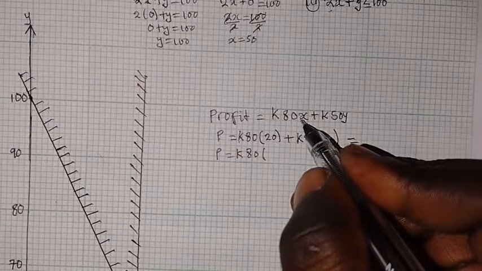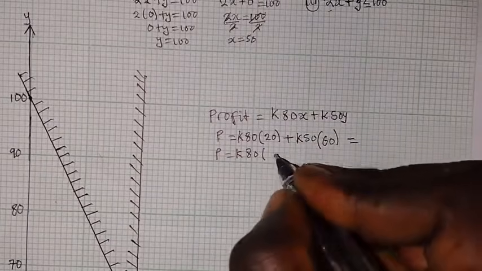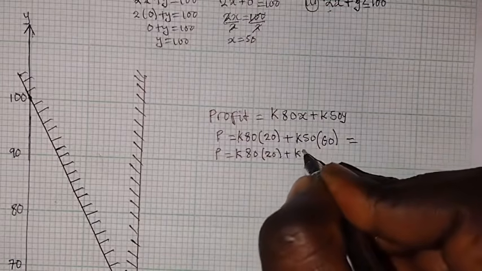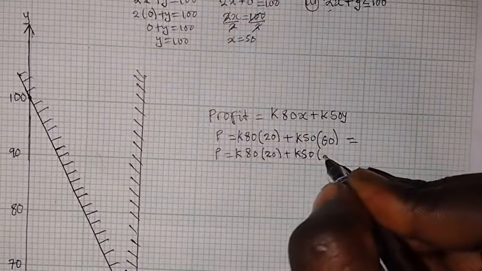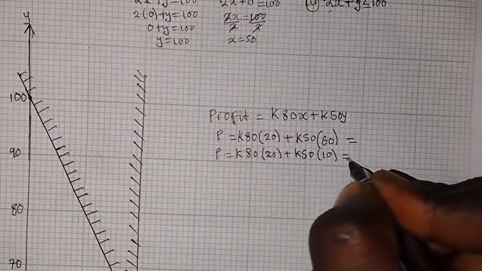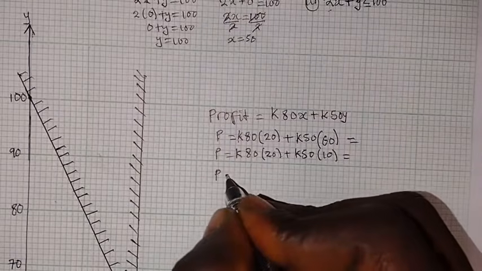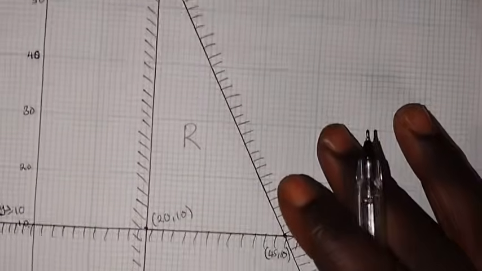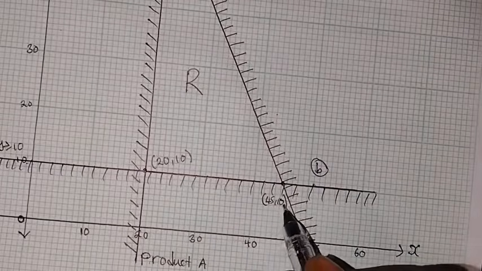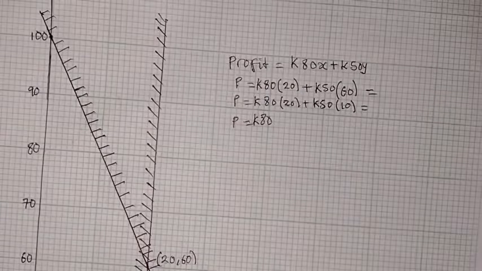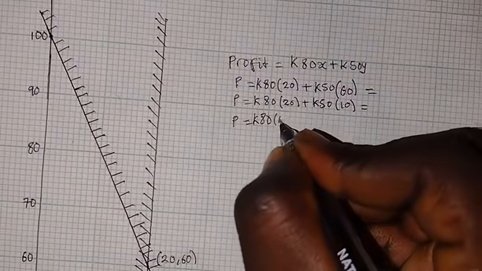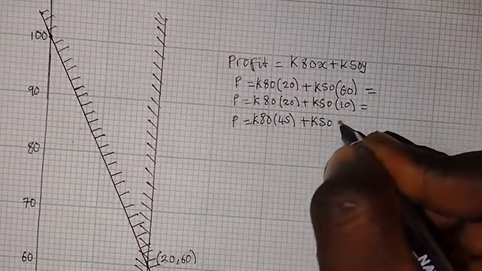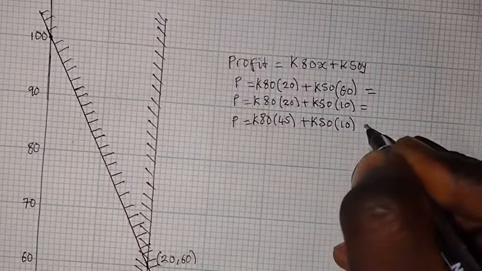So where there is this x, since we are using 20, 10, where there is x, it's a 20 plus 50, where there is a y, it's a 10, equal to. Okay, we go to the third one, profit equal to, we write 80. So our third point, which is this one, 45, 10. So 45 is x, 10. We do the same, 45 plus 50, where there is y, we put a 10, equal to.